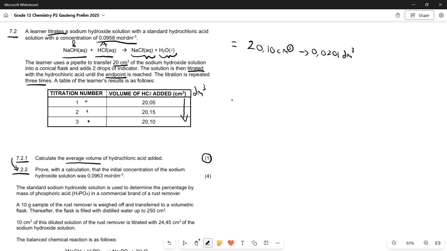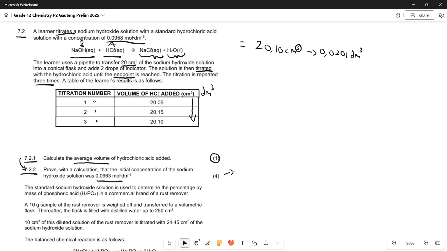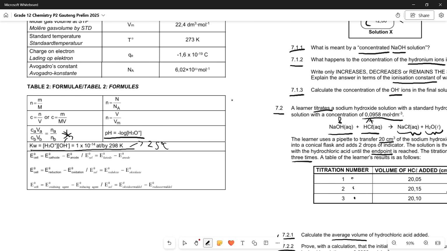Then 7.2.2 says prove with a calculation that the initial concentration of the sodium hydroxide solution was 0,0963 moles.dm to the -3. This is a 4-mark question, and they have used the word titrated a lot, which means we can look at our titration formula up here, because this is a very nice formula to help us: the concentration of our acid multiplied by the volume of our acid over the concentration of our base multiplied by the volume of the base equals the mole of the acid over the mole of the base.